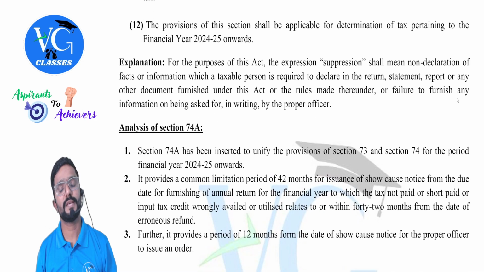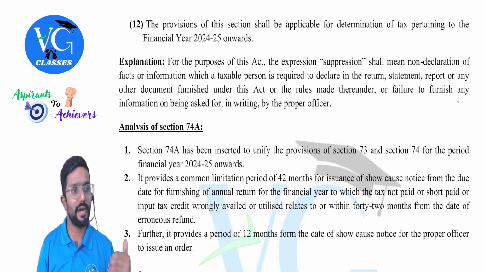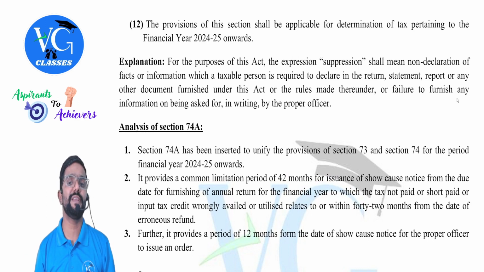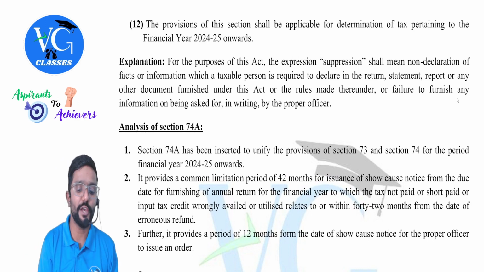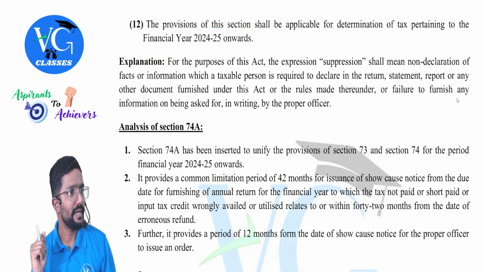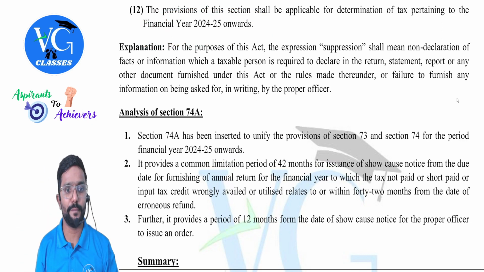Okay. Subsection 12, applicability they have told. At the end, they have told this. The provision of this section shall be applicable for determination of tax pertaining to financial year 24-25 and onwards. Clear? Yes, which I already told you at the beginning itself.